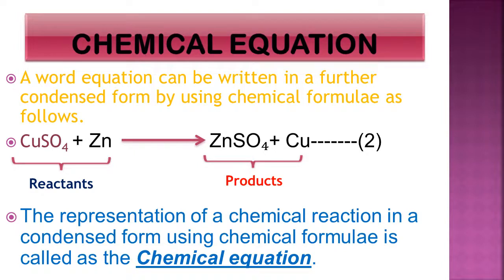So I hope you all have understood today's topic. The representation of a chemical reaction in a condensed form using chemical formulae is called a chemical equation, and in the above equation copper sulfate, that is CuSO4, and zinc are the reactants. The ionic bond in the reactant copper sulfate breaks, and the ionic bond in the product zinc sulfate is formed during the chemical reaction.